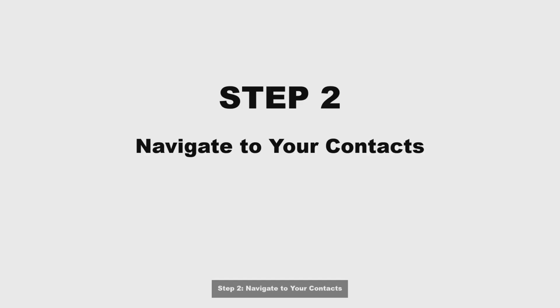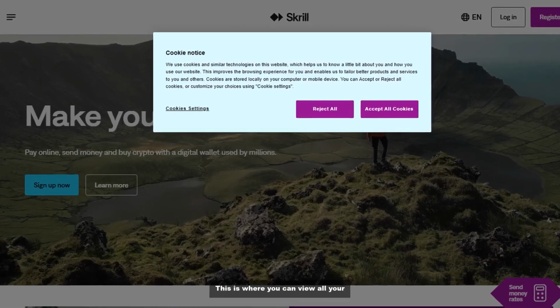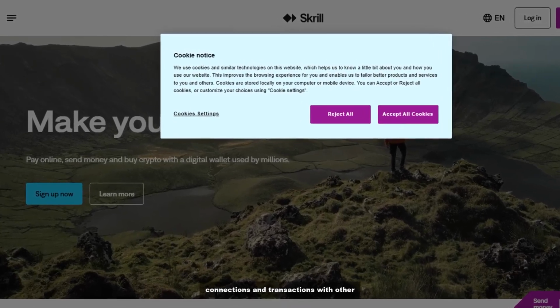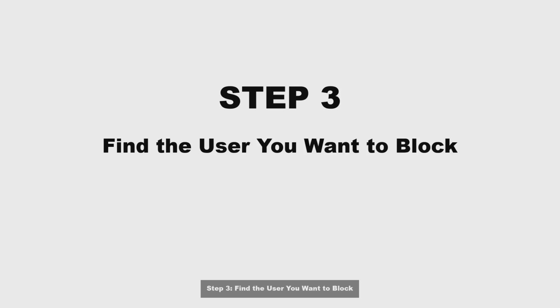Step 2. Navigate to your contacts. Once logged in, go to the contacts section. This is where you can view all your connections and transactions with other users. Step 3. Find the user you want to block.